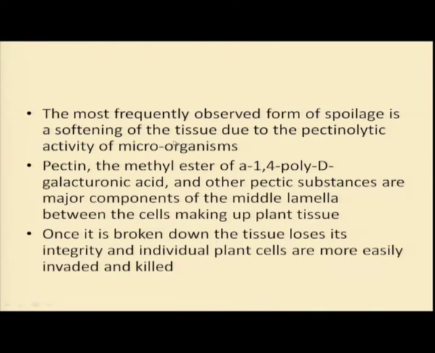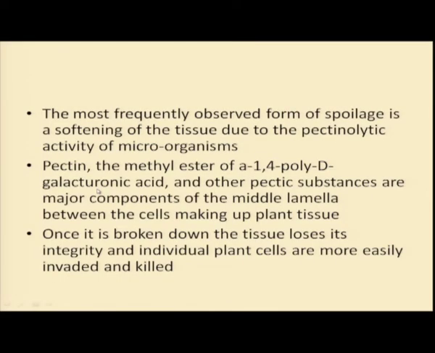So what happens when these microbes infect and spoil the fruit? The first observed form of spoilage is a softening of the tissue due to the pectinolytic activity of the microorganisms. The outer covering, the epidermis of the fruit, is normally pectin, and the bacteria normally will have pectinolytic enzymes. So when the pectinolytic enzymes act on the outer cover, the rigidity of pectin will go, so you will have a softening of the tissue concerned. This pectin is a methyl ester of 1,4-polygalacturonic acid, and the other pectic substances are major components of the middle lamella between the cells which make up the plant tissue.